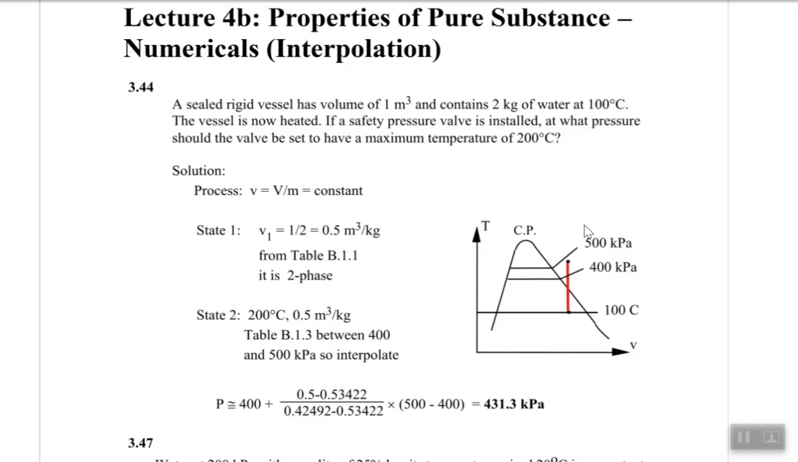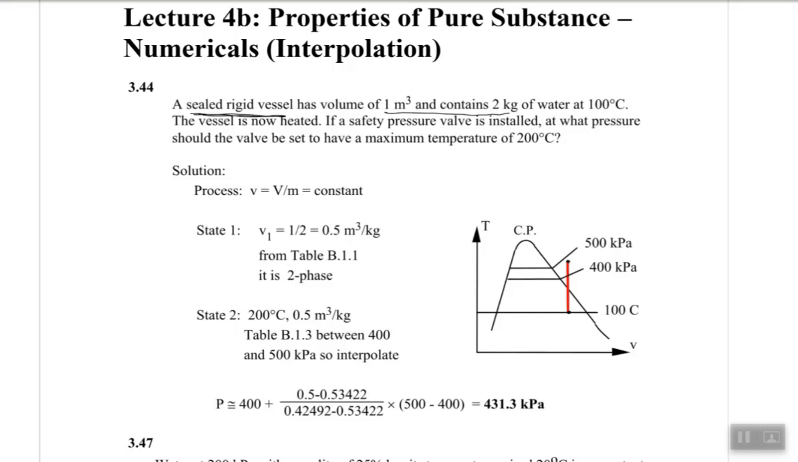The vessel is now heated. If a safety pressure valve is installed, at what pressure should the valve be set to have a maximum temperature of 200 degrees centigrade? The question is very simple. We have a sealed rigid vessel. Sealed rigid vessel would mean the volume of the vessel would remain constant. The volume of the rigid vessel is 1 cubic meter, with 2 kg.